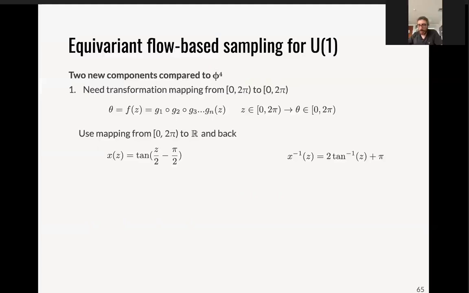So you want to be able to map the angles that you input to angles of output. And so you use some sort of mapping like this one here, where if z is an angle from 0 to 2 pi, then this x of z maps you from minus infinity to infinity. And then this also has an inverse. And so you can chain it at the beginning and at the end of these affine layers in order to do this mapping, and it's also differentiable, etc.